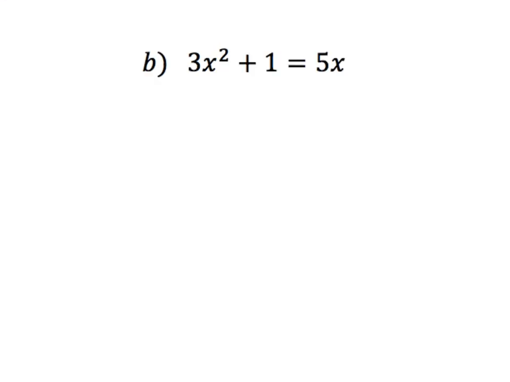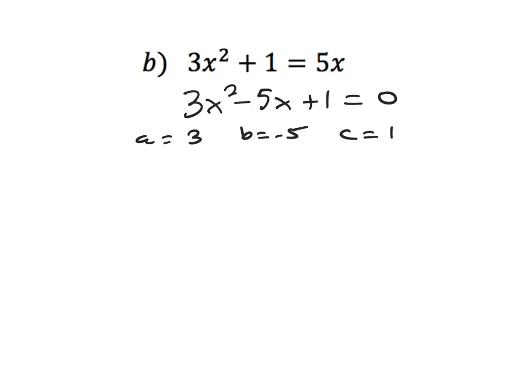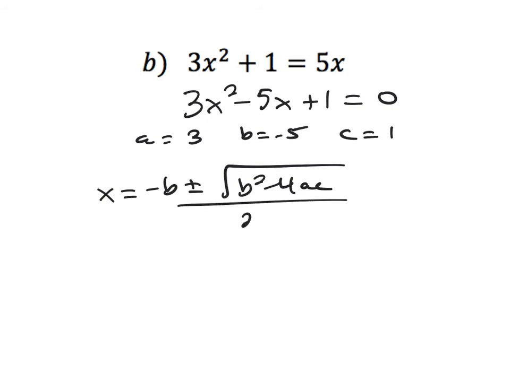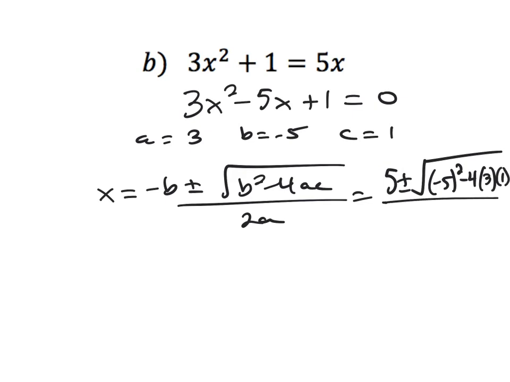So if I try that next one down below, subtracting 5x and putting it in the middle in standard form, it starts off like this, where my a would be 3, my b would be -5, and my c would be 1. And so here's my quadratic formula I'm going to write down. If I plug in what I know, opposite of b is going to be 5 plus or minus the square root of -5 squared minus 4 times my a times my c, all over 2 times my a.